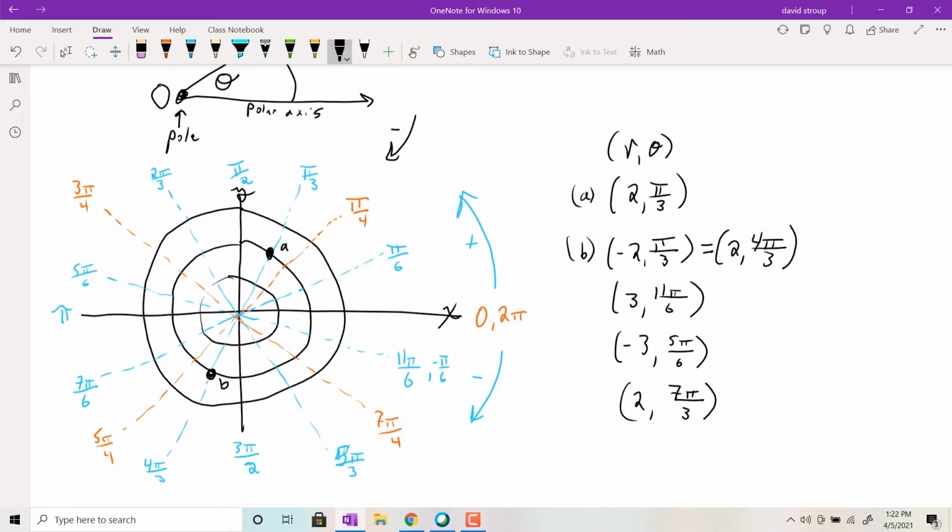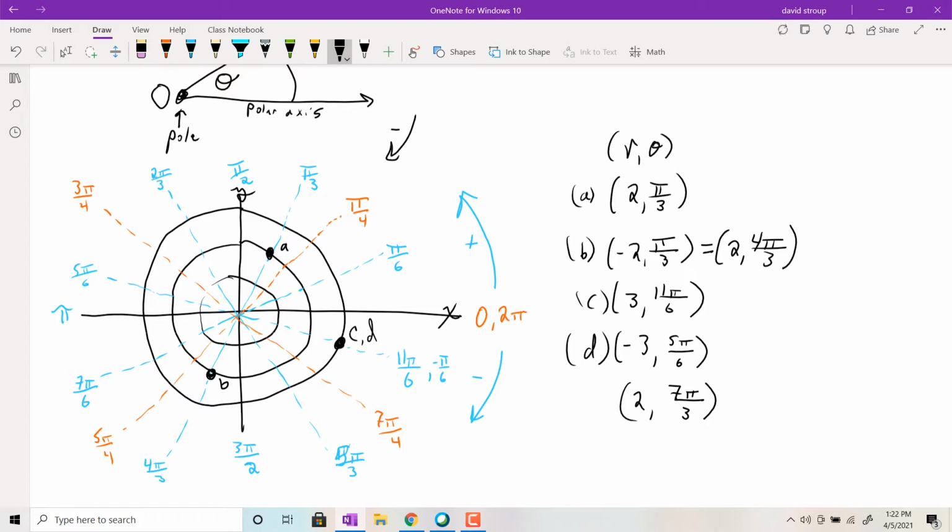Let's try 3, 11 pi over 6. So I rotate 11 pi over 6, that's here, and then you go out 3, 1, 2, 3. Negative 3, 5 pi over 6. So 5 pi over 6 is right here, and then to go negative 3, you go in the other direction, 1, 2, and lo and behold, this point C and this point D are the same.